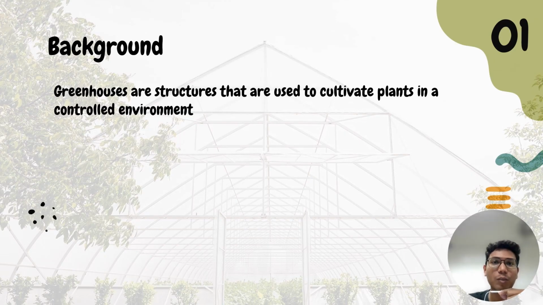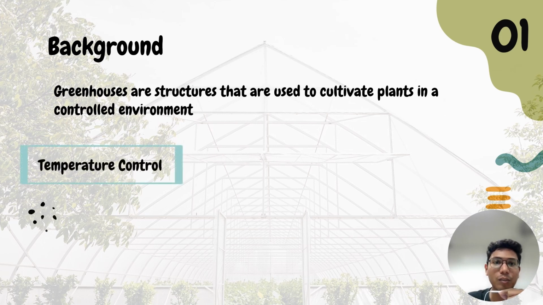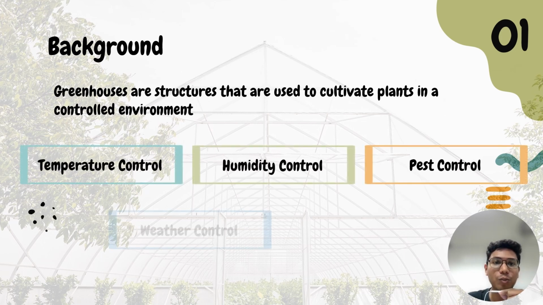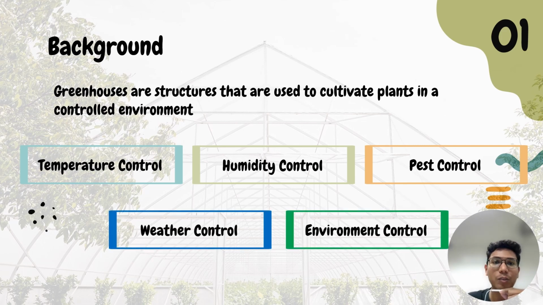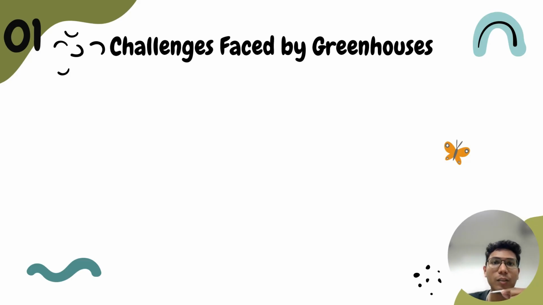So first and foremost, what are greenhouses? Greenhouses are essentially structures that are made of glass or some transparent material that are used to cultivate plants in a controlled environment. The controlled environment is achieved through temperature control, humidity control, pest control, weather control, and environment control. However, greenhouses face several challenges in bringing about their intended functions.